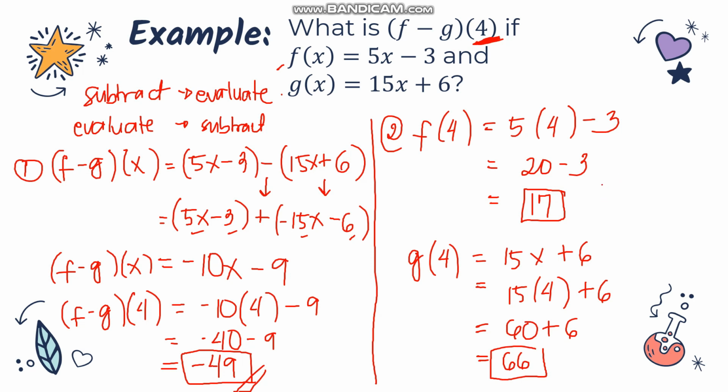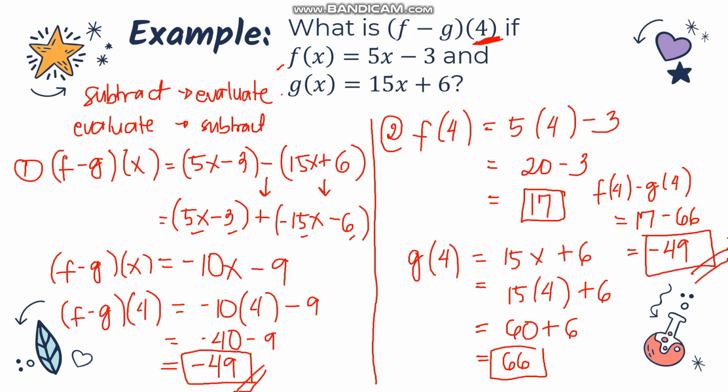So we have f of 4 minus g of 4. So that is 17 minus 66. So that will give us negative 49. So again, we got the same answer. So it's up to you if you want to subtract first then evaluate, or evaluate then subtract. Again, this is only applicable if there is a value given that we have to use to evaluate the function.